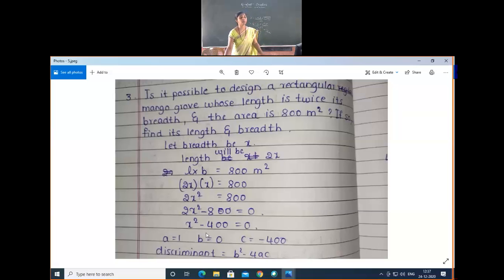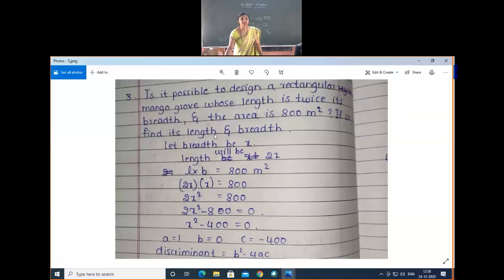Let us read the problem again. Is it possible to design a rectangular mango grove whose length is twice its breadth and the area is 800 meters square? This type of statement, how to express it in the form of a quadratic equation, you all know, no? Let the breadth be x. Then length will be 2x because length is twice its breadth. Got the idea, no?